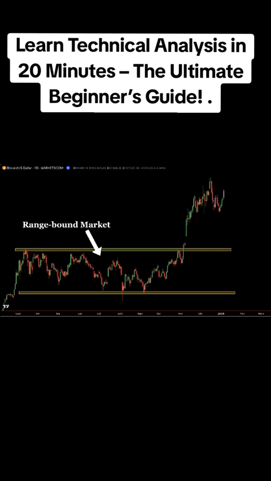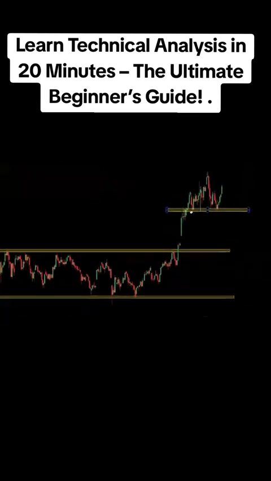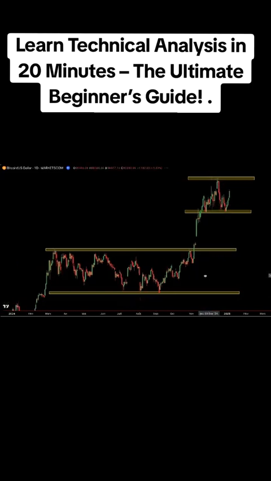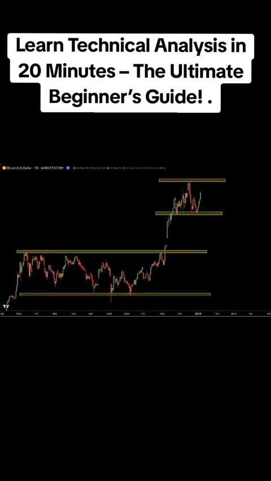But then, we see a breakout. The market finally breaks out of the range and moves strongly to the upside. This tells us that buyers have taken control and the market is now in an uptrend. Here, the market tests this level twice, forming a support level, and then gets rejected, creating a resistance level. After a strong move upward, the market enters another range again, which means buyers and sellers are in balance, and at this moment, nobody knows what will happen next. Now, we wait to see what happens.